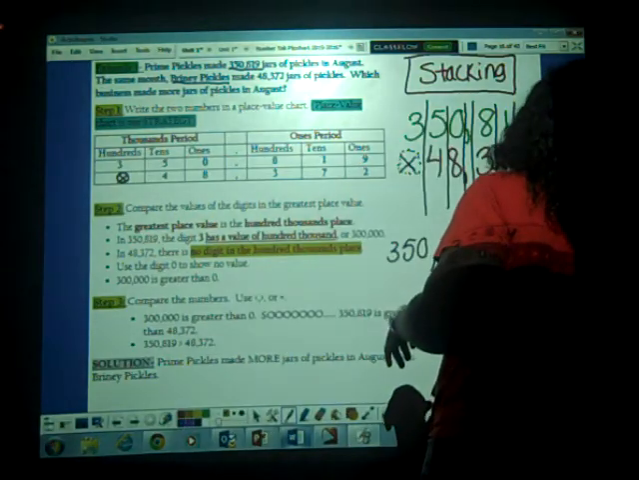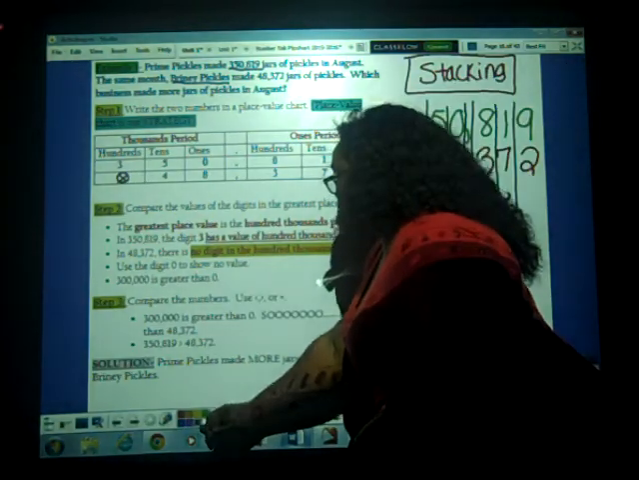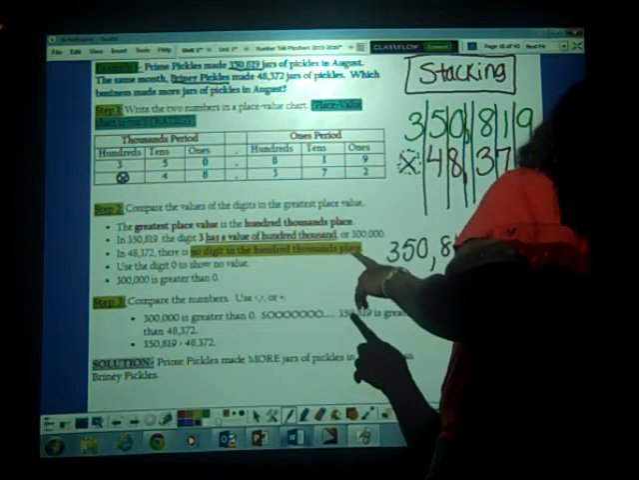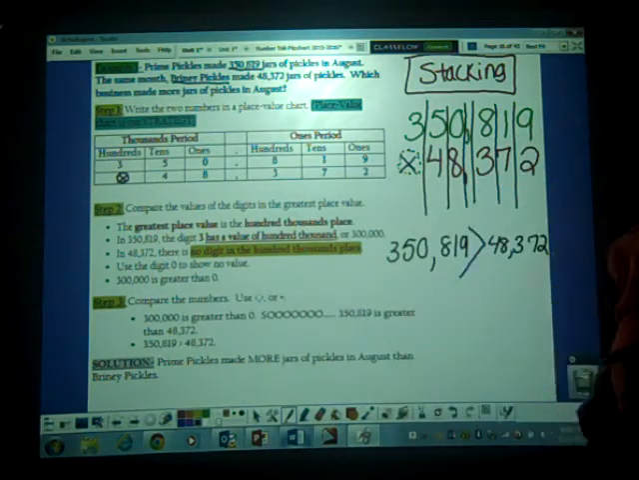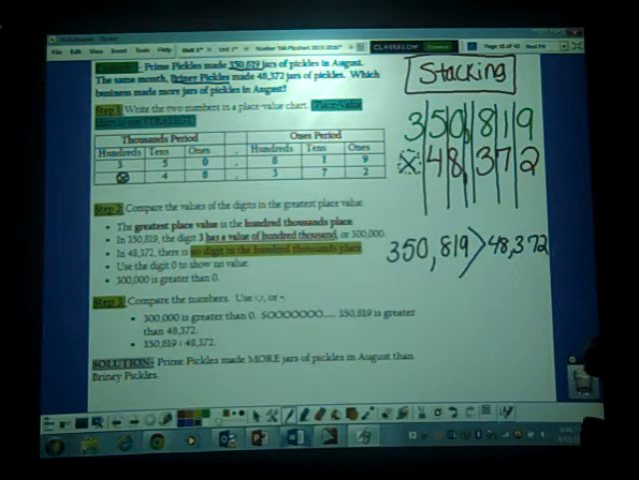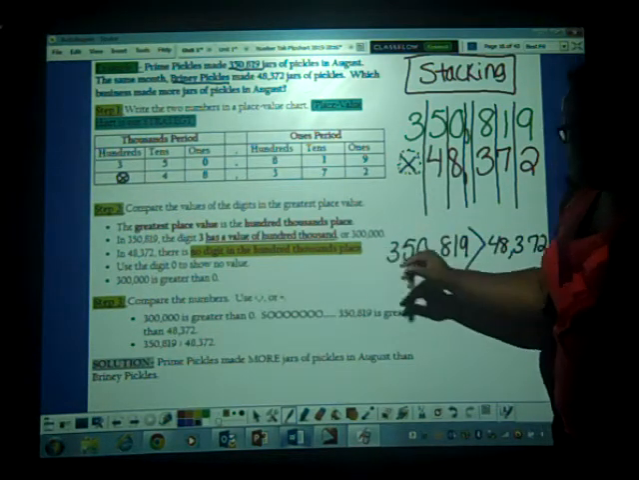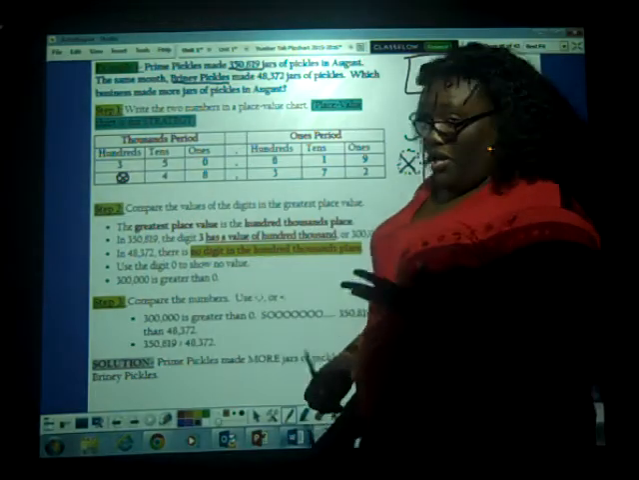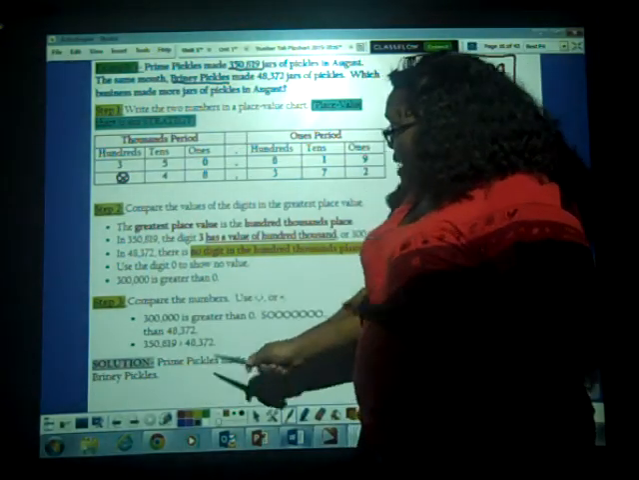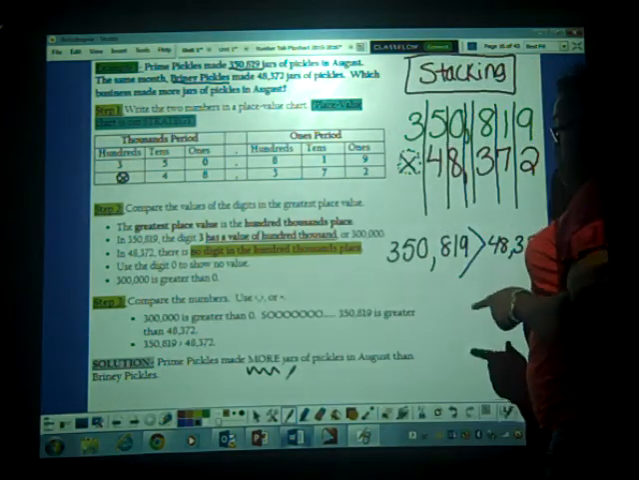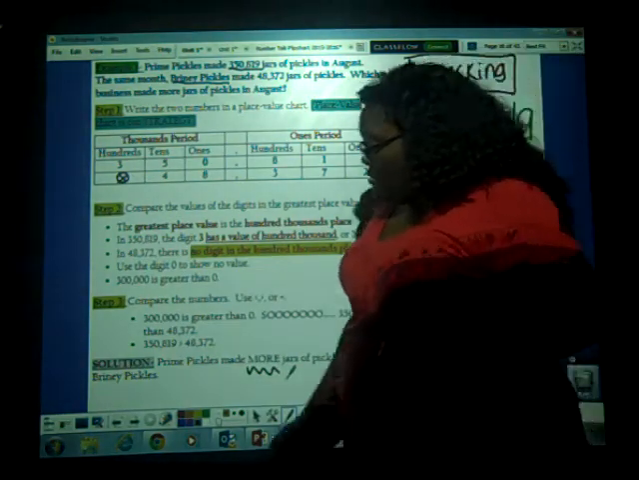So when I write it, we're going to take a big chop, chop, chop, chop, chop. There. 350,819 is greater than 48,372. So our solution, our answer: Prime Pickles made more jars of pickles in August than Briny Pickles.